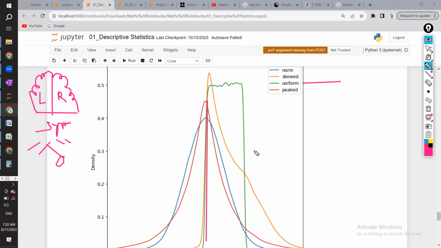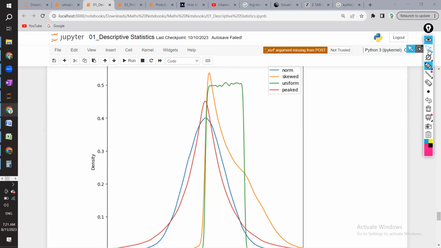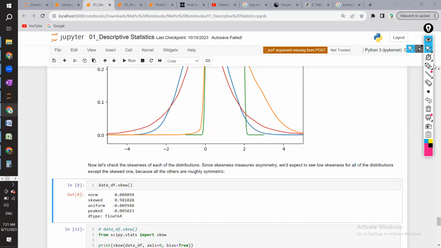Now the second thing: the uniform distribution, the green one. Every value has the same probability, so even if you cut it in half, it will be more or less symmetric. You don't see the left side portion changing much from the right side portion. Do you agree? That's why the normal is 0 and the uniform is also 0.